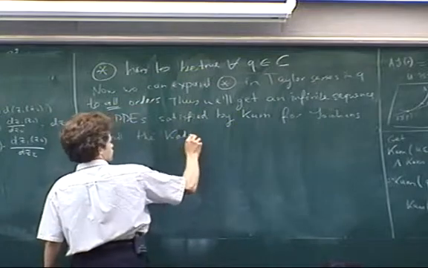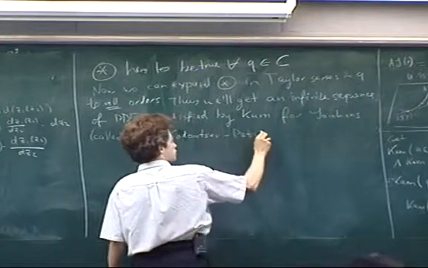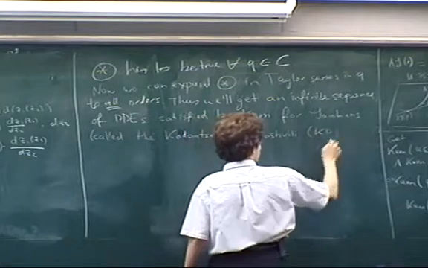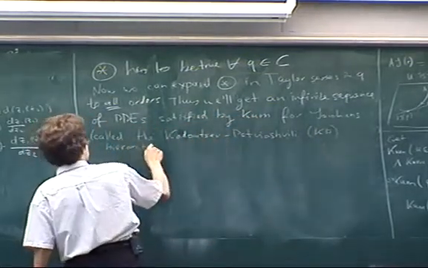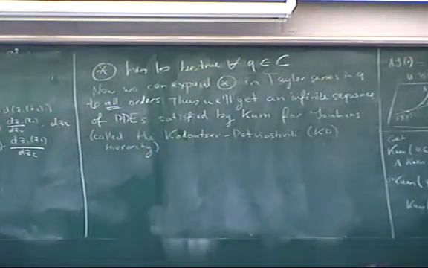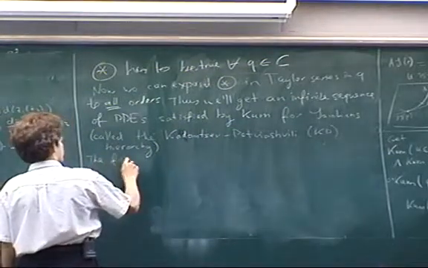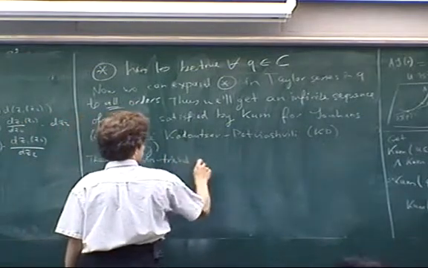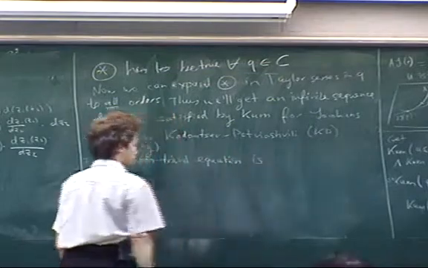KP stands for Kadomtsev-Petviashvili, because it turns out this infinite sequence, this hierarchy, has appeared in mathematical physics before this. Okay? So we get this infinite sequence. So the first non-trivial equation is in fact the following one.